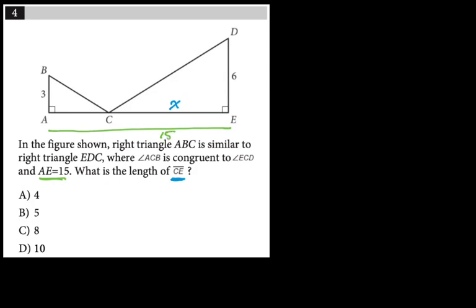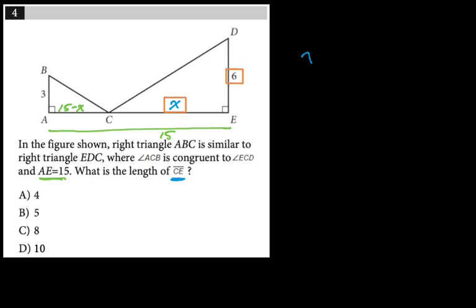That's 15. Now, what is the missing part? So we know that CE is x. We know the full thing is 15. The missing part must be 15 minus x. I think labeling the figure is a really good strategy here. So now we're just going to put parts over parts. I'm going to go the horizontal part of the triangle over the vertical part.